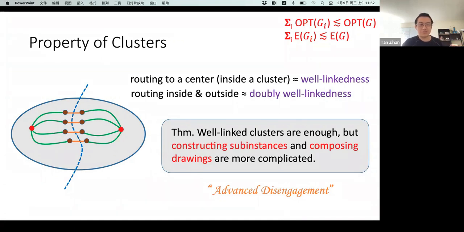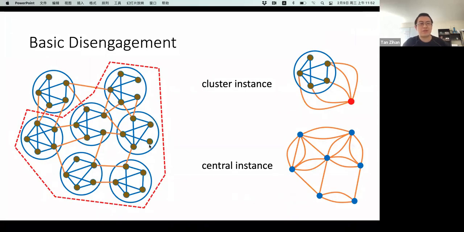The price is that the disengagement procedure has to be much more complicated. So we cannot do the previous basic disengagement, but we have to replace it with a much more complicated procedure called advanced disengagement. So what do we mean by that? Originally, the basic disengagement creates a cluster-based instance for each cluster. Basically, it looks at each cluster and contracts the outside world into a single vertex. But now this does not suffice because we do not have doubly well-linkedness.